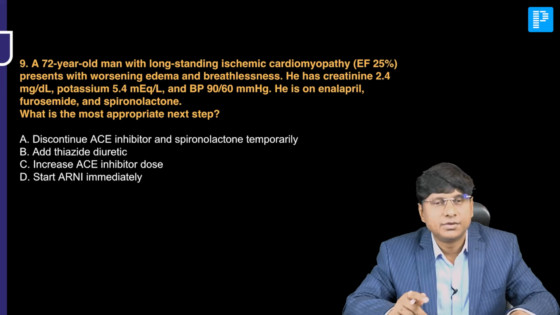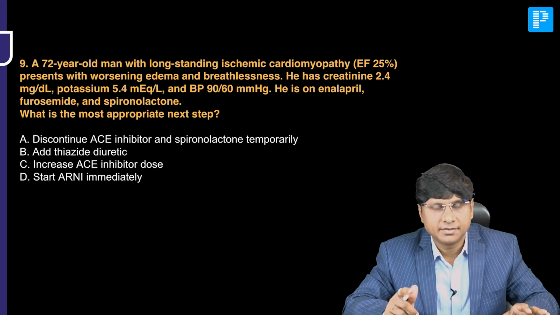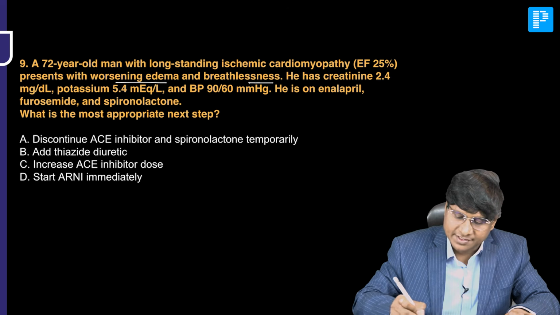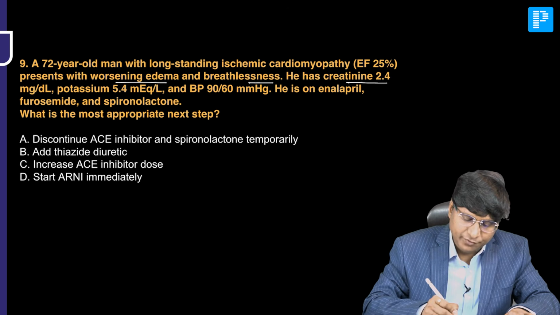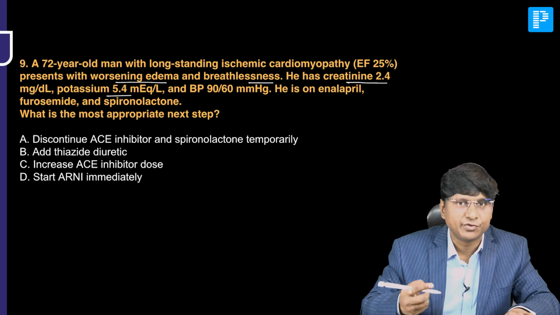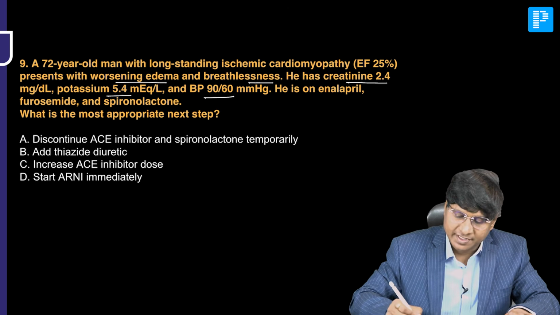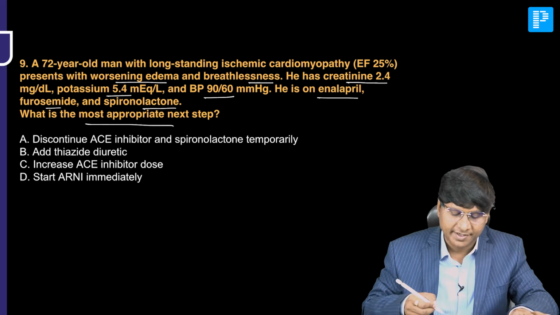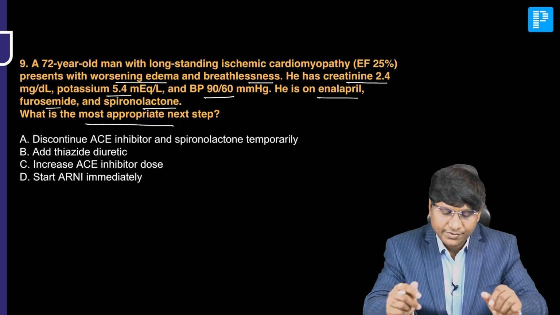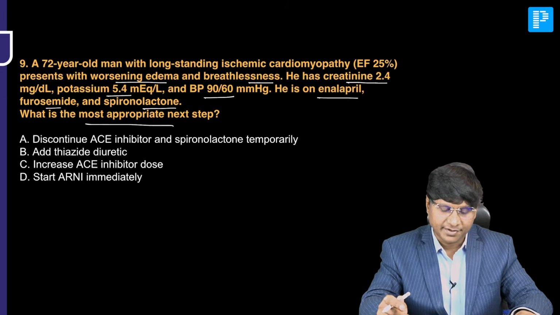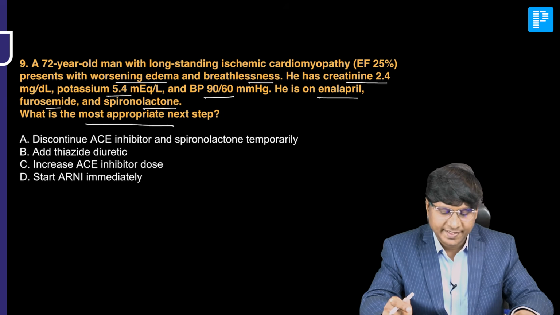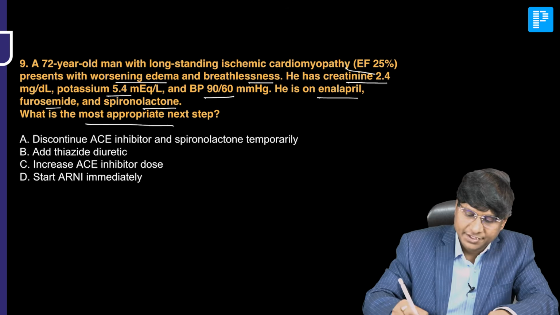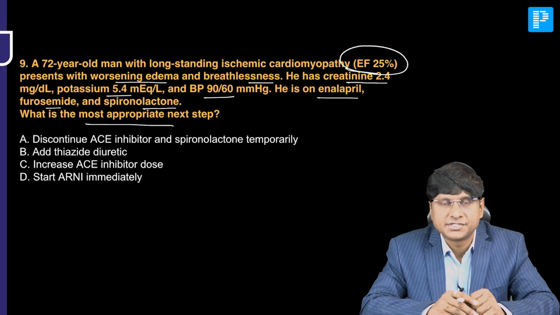Next question. We have a 72-year-old man with long-standing ischemic cardiomyopathy who presents with worsening edema and breathlessness. He has a creatinine of 2.4 mg per deciliter and a potassium of 5.4, which is elevated. Blood pressure is 90/6 and he is on enalapril, furosemide as well as spironolactone. What is the most appropriate next step? The options are discontinue ACE inhibitors as well as spironolactone temporarily, add thiazide diuretics, increase ACE inhibitor dose, and start ARNI immediately. So this particular patient has heart failure with reduced ejection fraction.